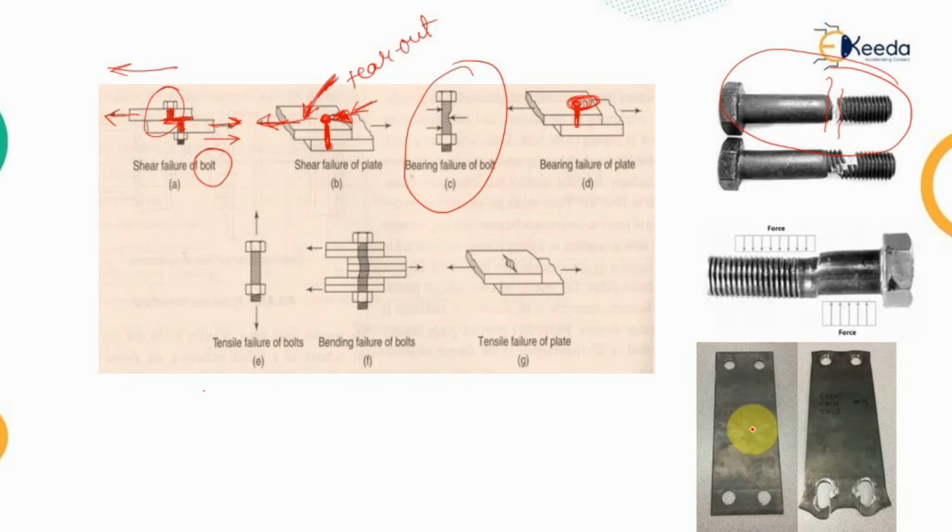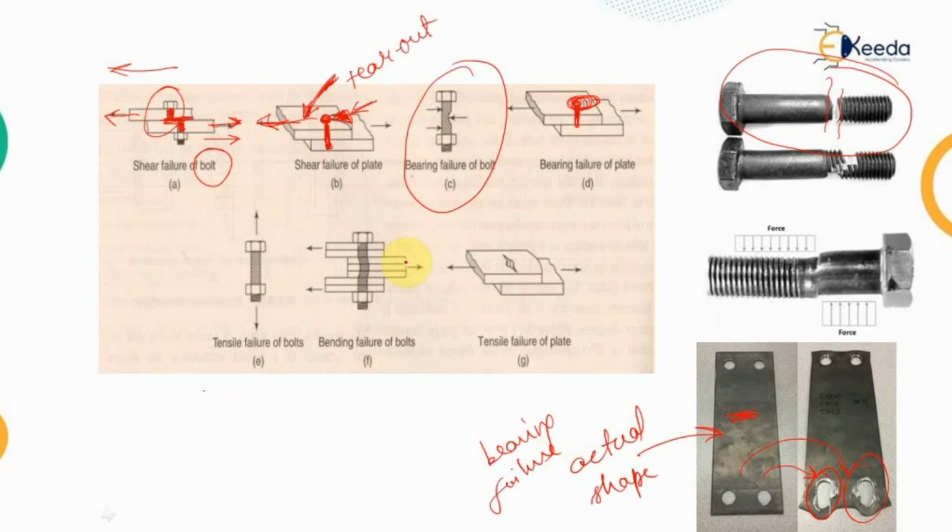And as you can see, this was the actual shape of the plate which was provided, while upon application of the external force, this bolt hole has been extended and enlarged into this shape. So this type of failure is known as the bearing failure of the plate. So this is very common.